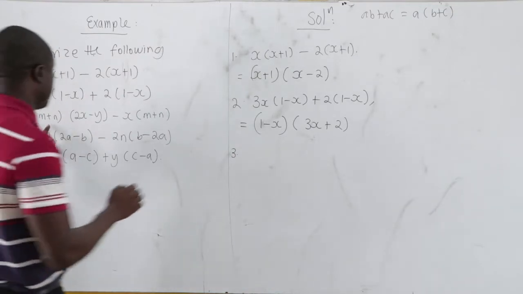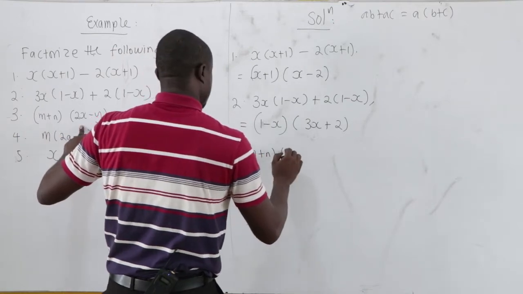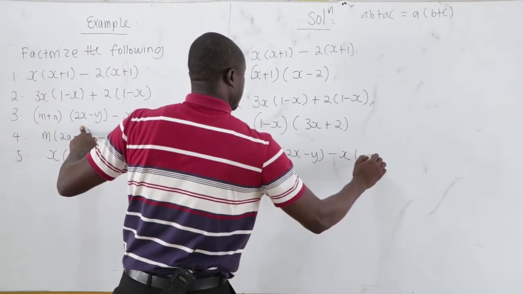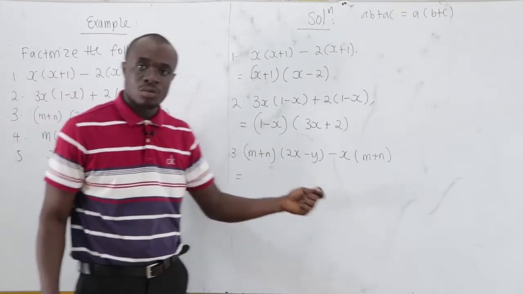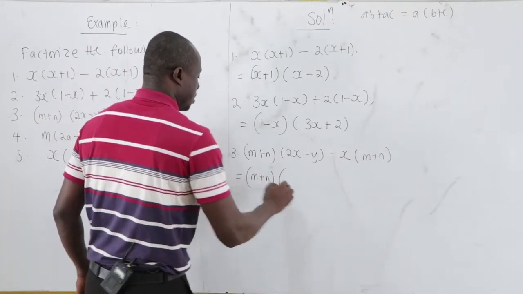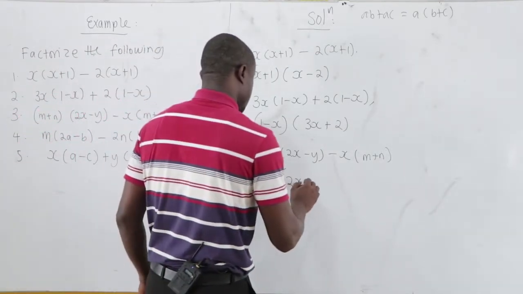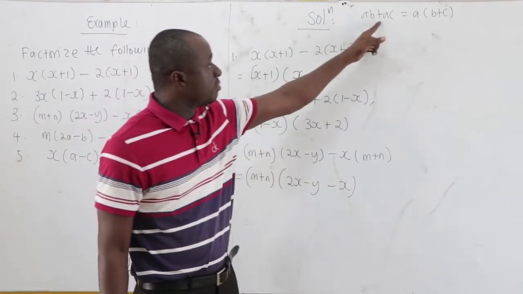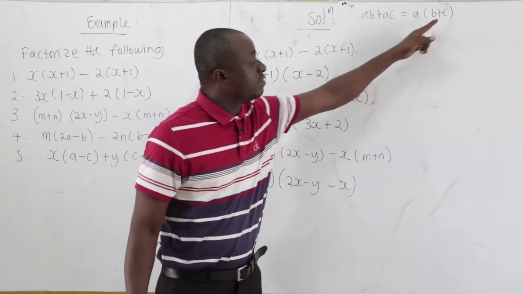Question number 3, we have (m plus n)2x minus y(m plus n) minus x(m plus n). Now what can we see? m plus n common. Bringing it out, so we have m plus n out like this. Now what is left? 2x, so we have 2x minus y minus x. Let's see, ab, ac. The common one is a. Bringing the a out, what is left here? b, and what's left here? c.